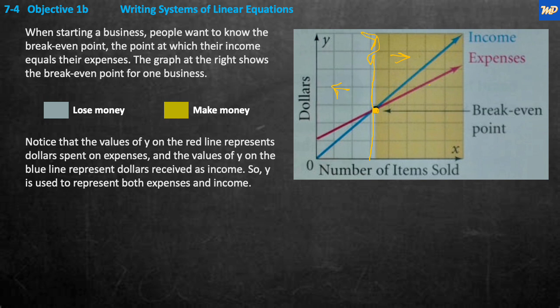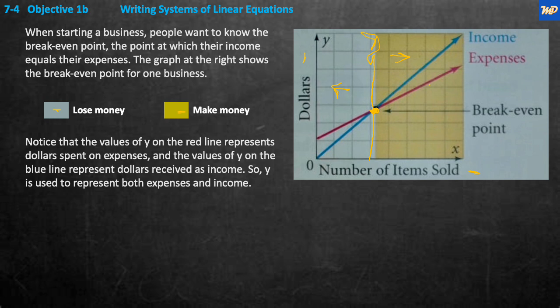Anything below the break-even point, the red line is above the blue line. So the red line is the expenses, so the expenses are higher than the income. You get it? The break-even point is right where they switch. So you have the number of items sold and the dollars you make. That's what the graph is for. So you see it over here. Lose money on the blue side, make money on the yellow side.